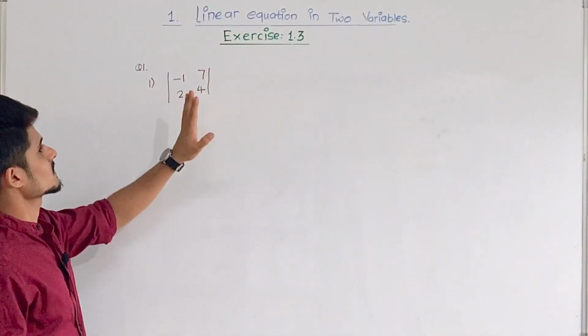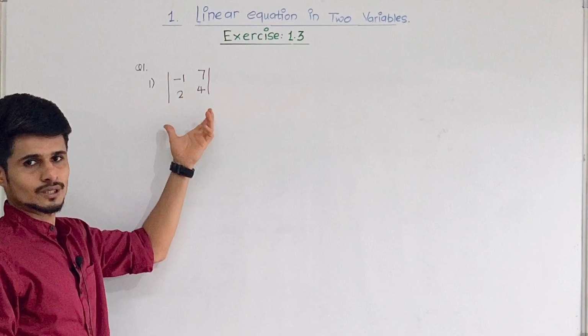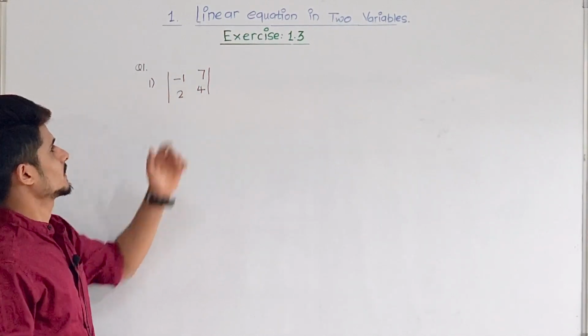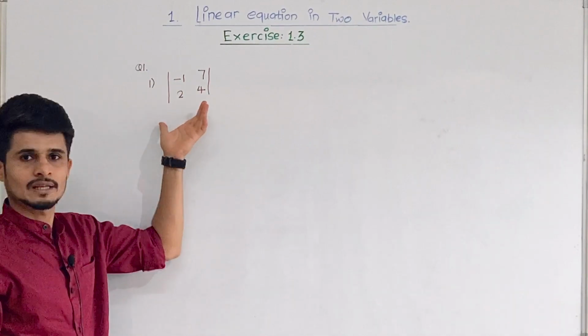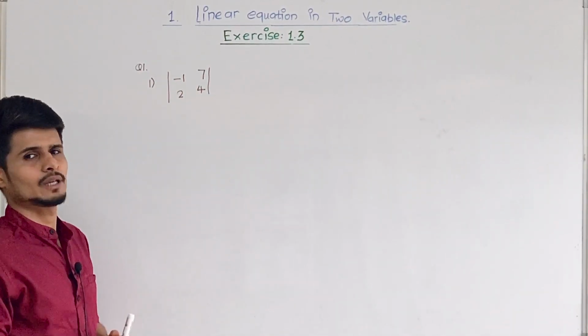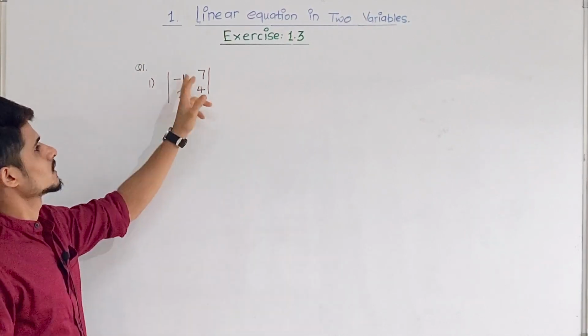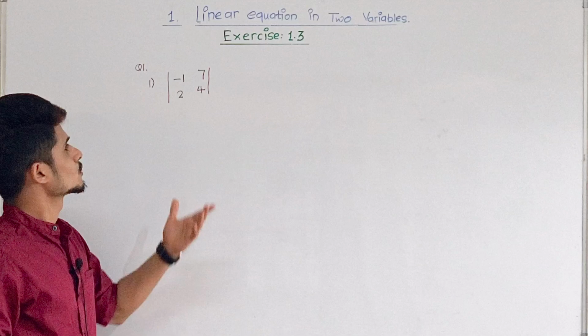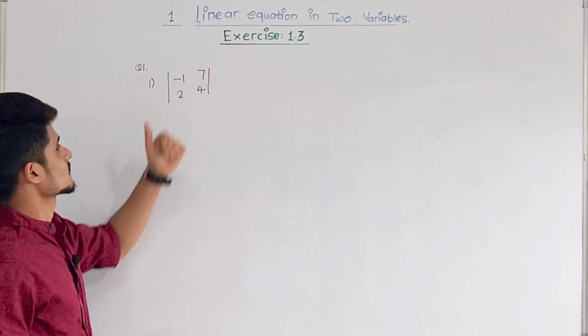This is exercise number 1.3, first question. In this question, we just have to find the value of the determinant. In the theory, we have seen how to find the value of a determinant: just cross multiply and subtract the numbers. So now we'll solve this sum.